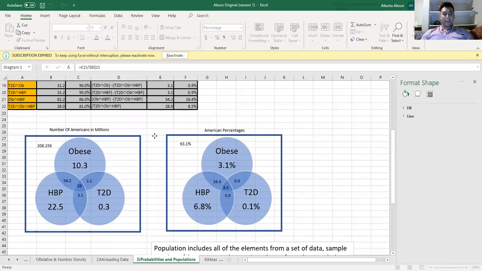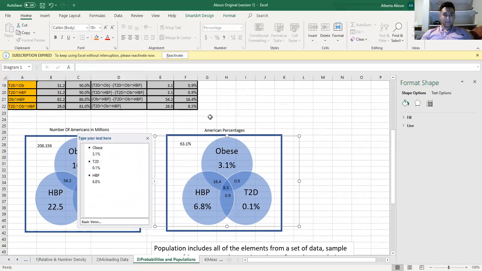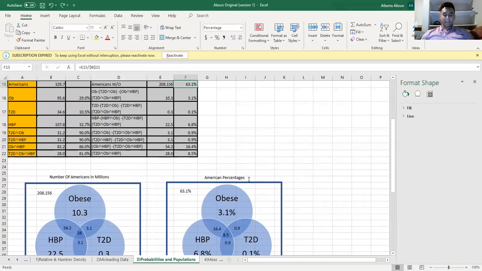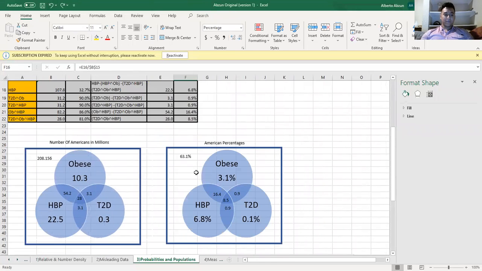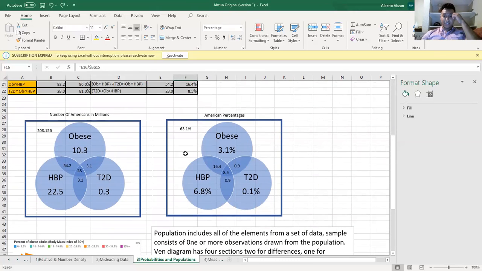And then we made a Venn diagram. We made a Venn diagram here. We got two Venn diagrams. We got the number of Americans in millions and then Americans in percentages. So there are 4 sections on these Venn diagrams. 2 of these are differences, you can see right here, and 1 similarity, and then we got the universal.